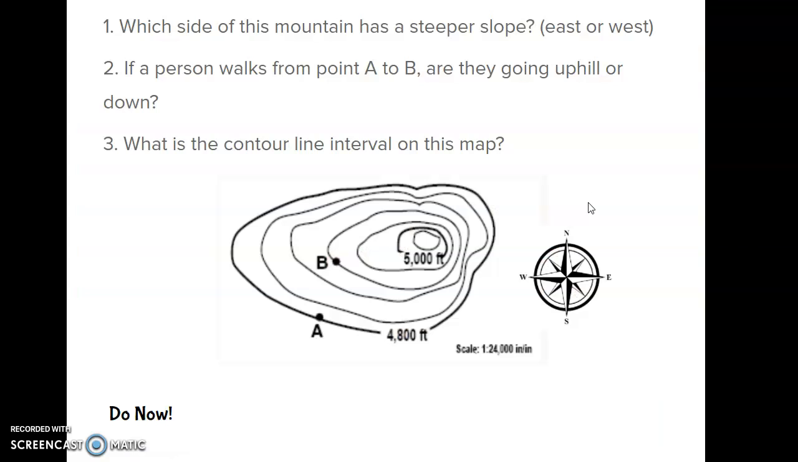And here's our exit ticket. Which side of the mountain has a steeper slope, the east side or the west side? So we're going to use our compass rose and say, okay, north, east, south, west. Okay, steeper, lines closer together. My east side. If I walked from A to B, are you going uphill or downhill? Look, the numbers are getting bigger, so we're walking, you got it, uphill. And then lastly, what is the contour interval? Well, here we go. Let's see, that's 400. So 1, 2, 3, 4, 5. Oh, that's maybe not. That's 200. So 50, 100, 150. Oh, that might work. You're going to have to figure that out. So good luck with that.